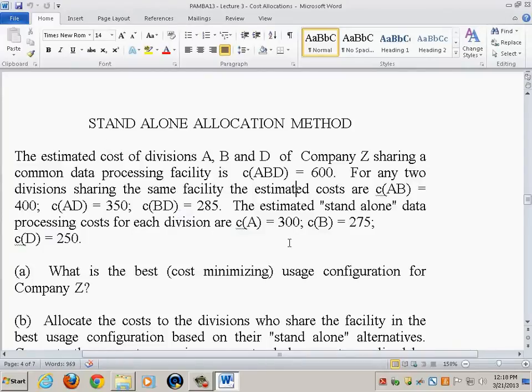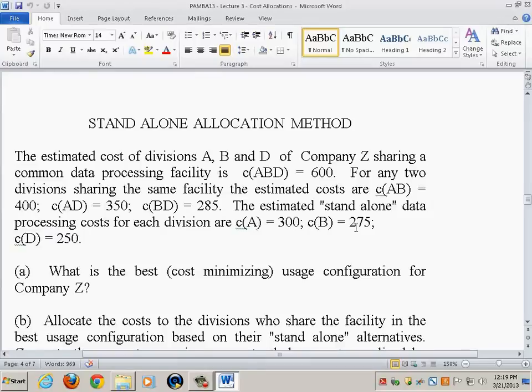Now, if each division has its own data processing facility dedicated only to it, these will be the standalone costs. For A to have its own exclusively dedicated data processing facility, the cost will be $300 million. For B, the cost will be $275 million, and for D, the cost will be $250 million. So you can see, if each one of them had its own, it would be much more costly.